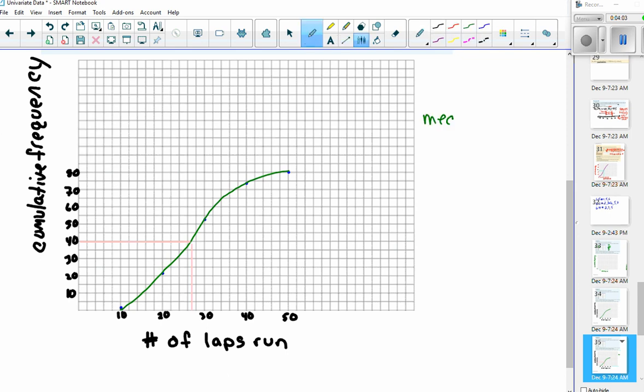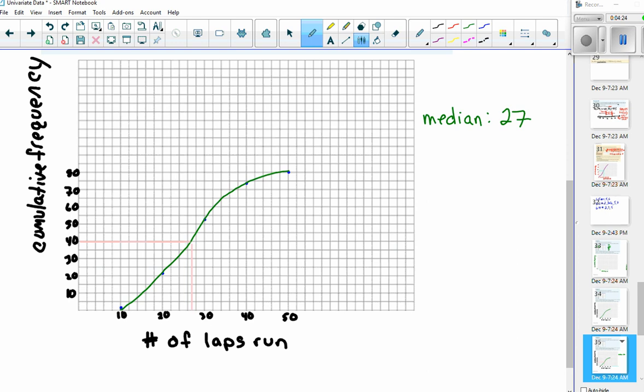So for my median, when I look here, this counted by 2s, so 20, 22, 24, 26. So that looks like 27. So my median looks to be 27. Now please know there's going to be a little bit of leeway because you drew the graph and you drew the lines.